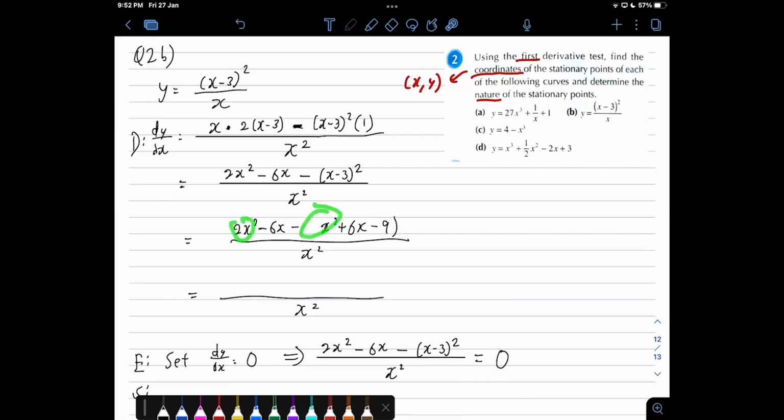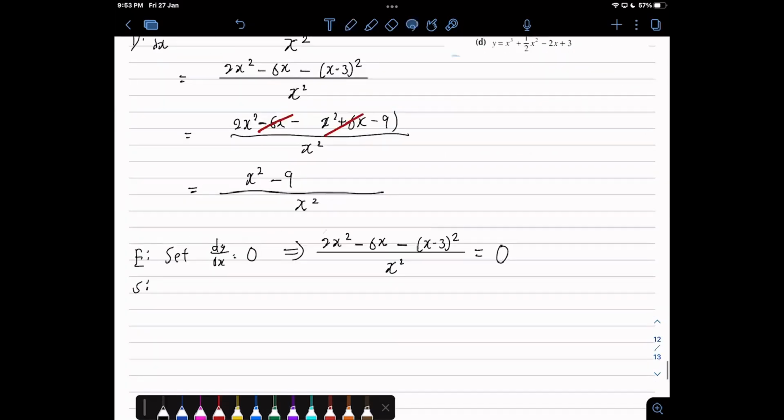2x squared minus x squared, I get a single x squared. Minus 6x plus 6x, they cancel each other off. Minus 9 is just minus 9. So x squared minus 9 over x squared. Good. So now at the second step, I rewrite it as x squared minus 9 over x squared, and set it equal to 0.